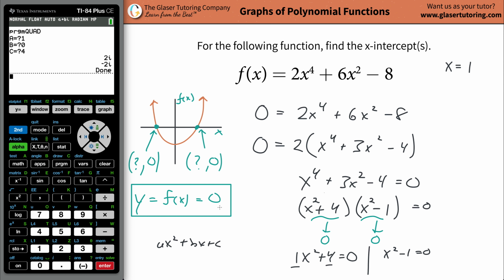We're not dealing with imaginary numbers here, okay? We're not dealing with imaginary numbers. So what that means is I can just say that this whole side is more or less garbage, okay?